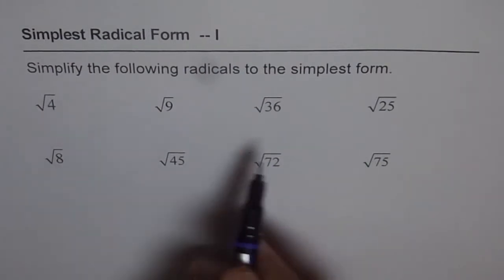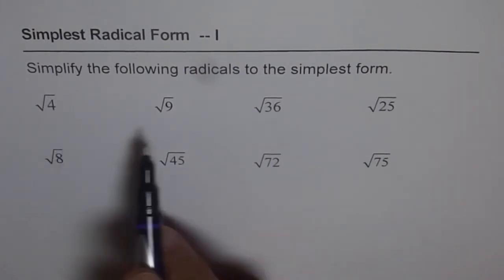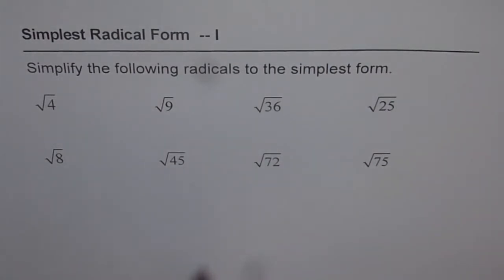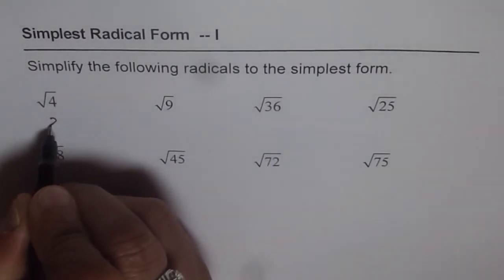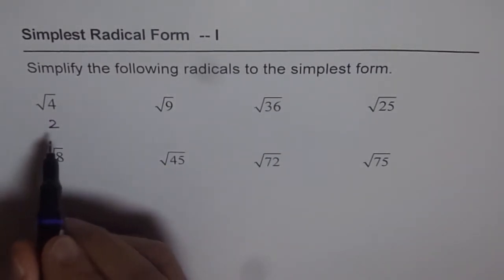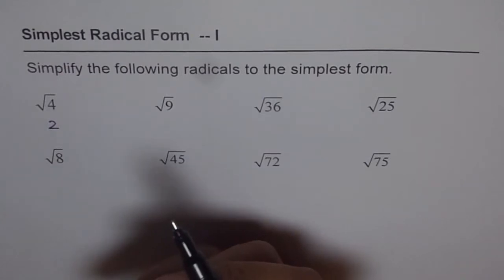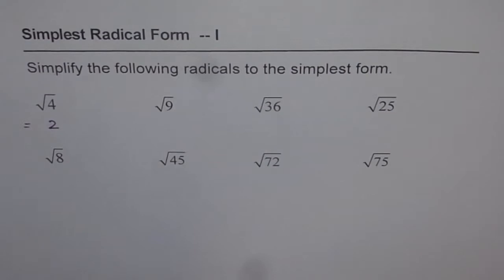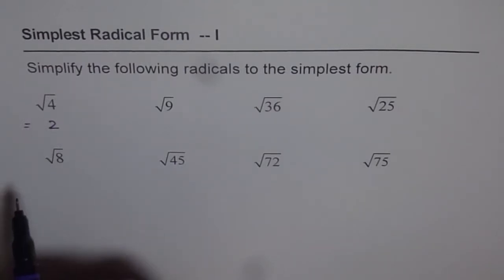So let's start with the first row, which is square root of 4, square root of 9, square root of 36 and square root of 25. So what is square root of 4? Now square root of 4 is 2, right? Everybody knows that. Square root of 4 is just 2. Why is it so? It is so because 2 squared is 4, correct? So that is why it is so, right? 4 is a perfect square. That is another way of looking into it. 4 is a perfect square and therefore the square root is 2.